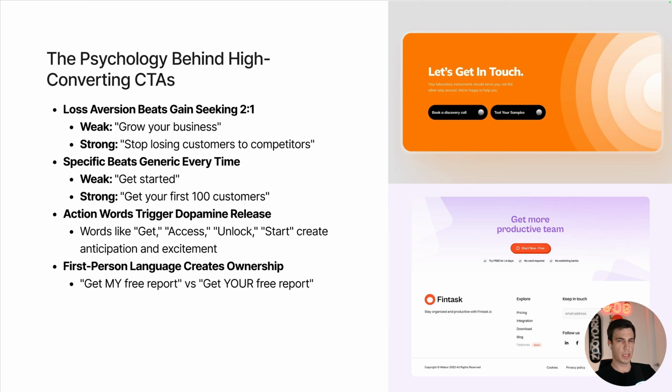Action words trigger dopamine release. Words like get, access, unlock, and start create anticipation and excitement. First person language creates ownership. Using words like my instead of your will make them feel more enticed to click.